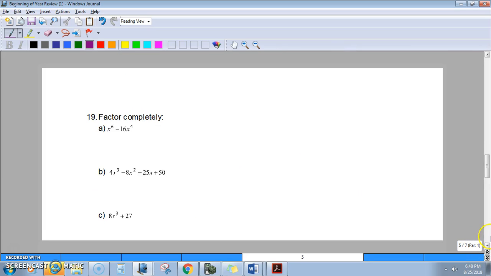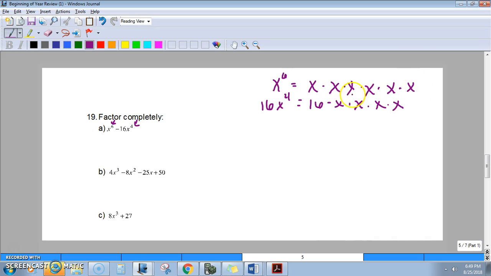Okay, let's see, what's next? Factor completely. So look, you guys, before I start freaking out about my exponents here, I'm going to start by saying both x to the 6th power and x to the 4th power have at least 4 x's. So this first one I'm going to do the long way to show you what's going on, but then I won't moving forward. x to the 6th power is really x times x times x times x times x times x. And 16x to the 4th power is really 16 times 1, 2, 3, 4 x's. So let's figure out what they have in common here. They both have 4 x's.